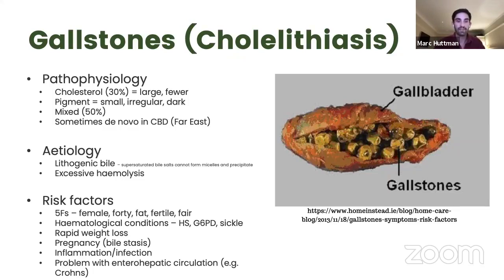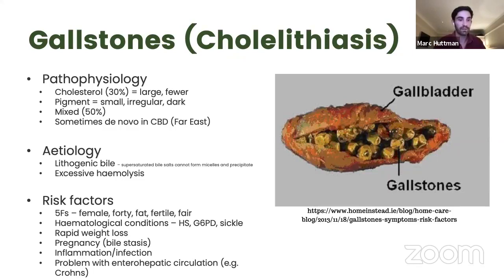You can also have excessive hemolysis, which will usually cause the pigmented type of gallstones to form. And that's because you get excessive heme breakdown. And even though the rest of it is normal, the system can't keep up, and therefore you get precipitation.